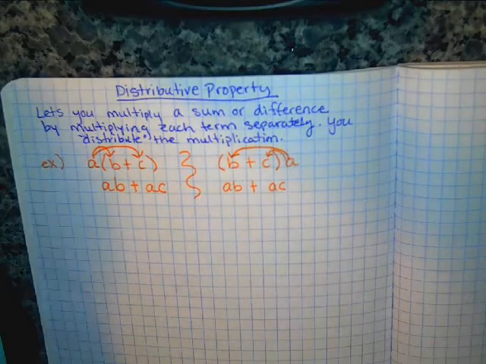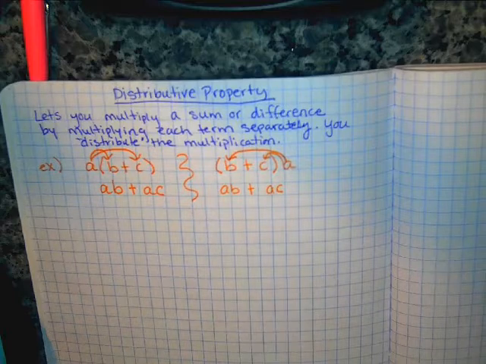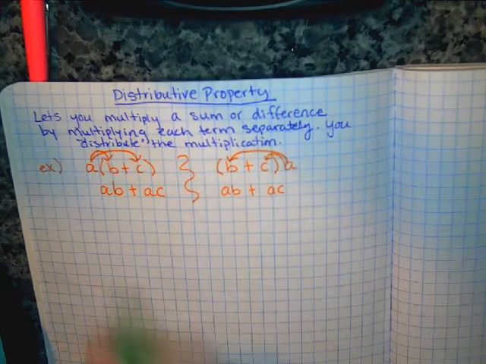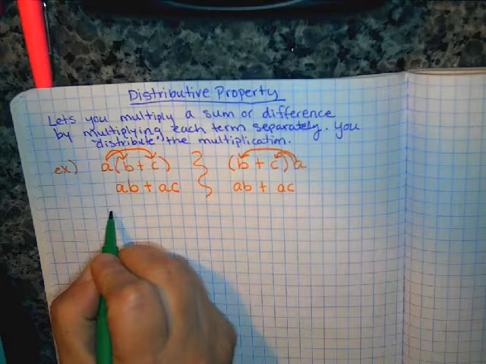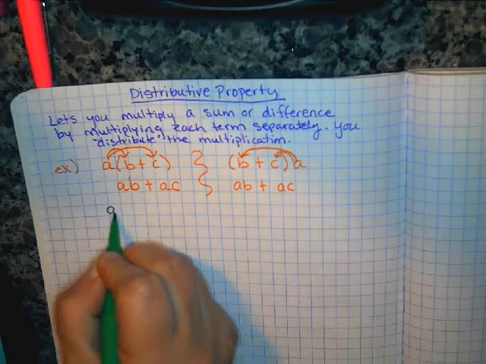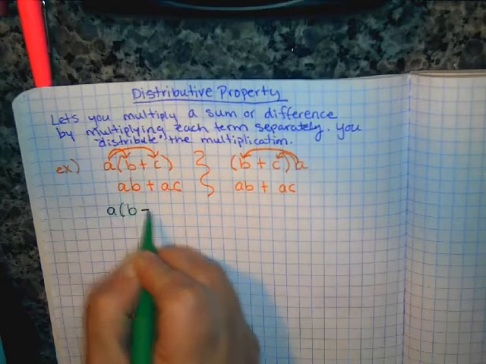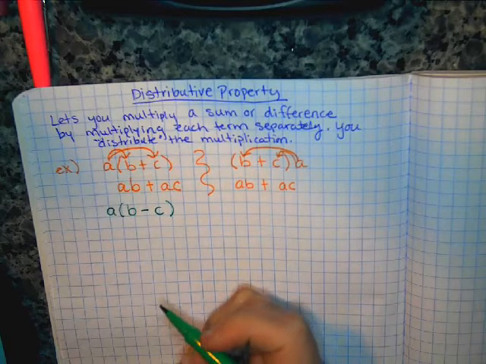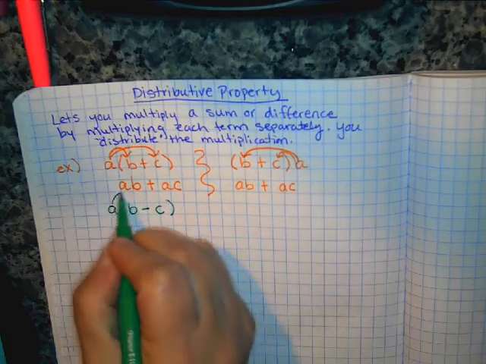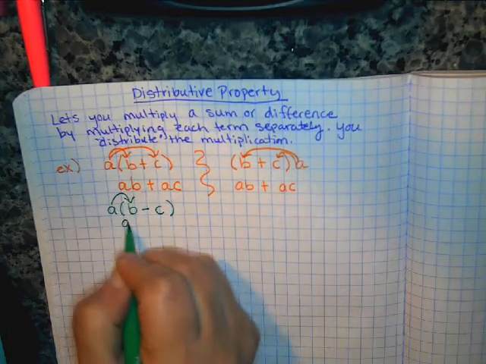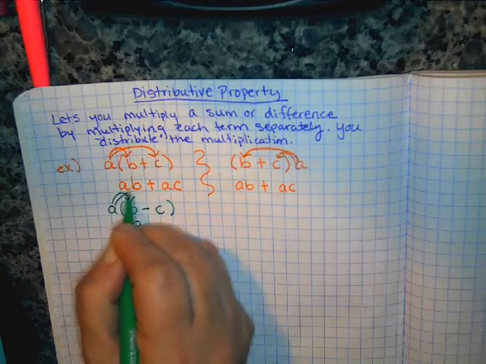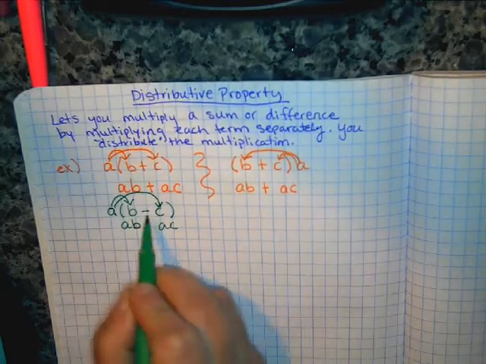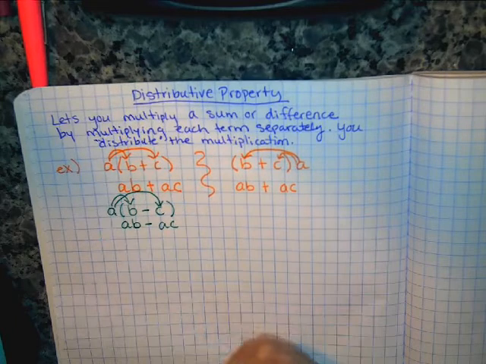But what about if we had subtraction? Let's try this with subtraction. A times B minus C. Guess what? It's going to work the same way. A times B. Got to go to everything. We don't leave anything out. A times C. And we keep whatever sign is in the middle.